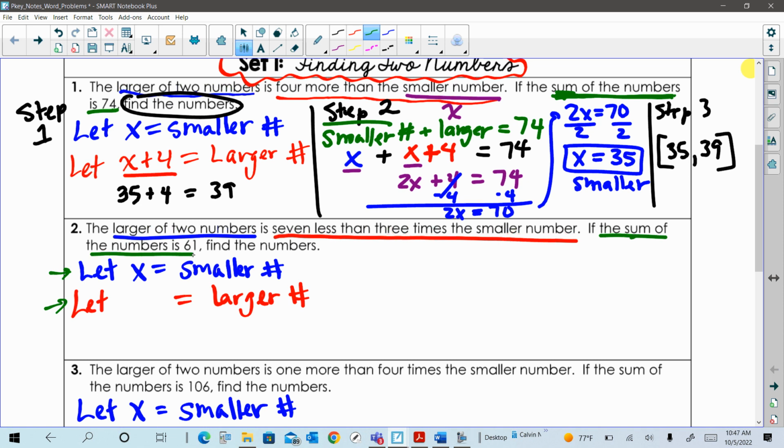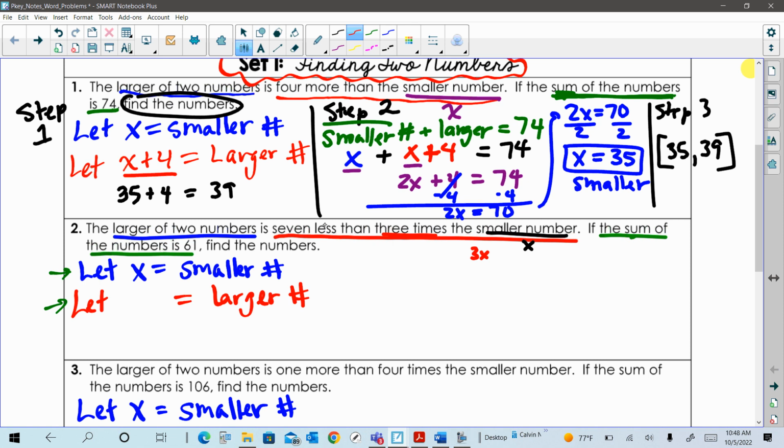All right. So, notice, guys, see how the first sentence ends with talking about the smaller number? That's why it's our x. So notice I did that for you. Let x equal the smaller number. So if my larger number is 7 less than 3 times the smaller, does everyone remember what 3 times the smaller means? Yeah, that ends up becoming 3x. Okay. So we're okay on that.